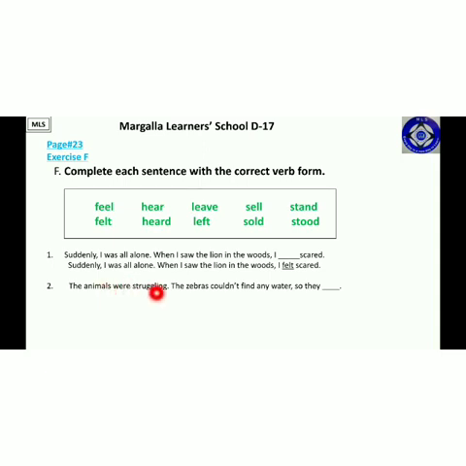Similarly, come to the next statement. The animals were struggling. The zebras could not find any water, so they blank. So what did they do? They heard? First of all, look, this is also a past tense because we see there is were, there is could, so it is a past tense. Now, what did they do? So they heard, they left, they sold, they stood. I think it is left. Let's see. Yes, the animals were struggling. The zebras couldn't find any water, so they left.